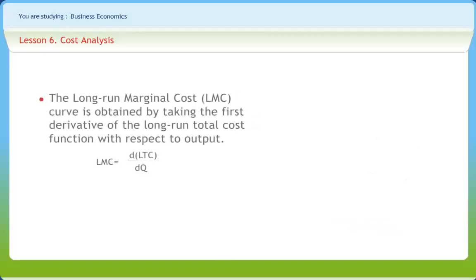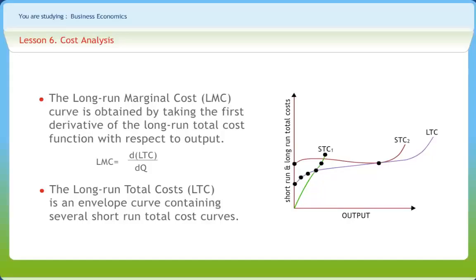The long-run marginal cost, or LMC curve, is obtained by taking the first derivative of the long-run total cost function with respect to output. Unlike the LAC, which envelopes the SAC, LMC is not the envelope for short-run marginal cost, or SMC curves. The short and the long-run marginal cost curves may cross each other, unlike the short and long-run average cost curves, which may touch each other but never cross. The long-run marginal cost curve is the locus of those points on the short-run marginal cost curves which correspond to optimum plant size for each output.